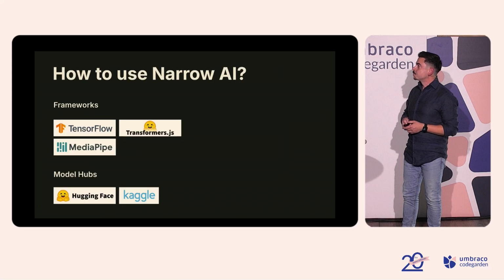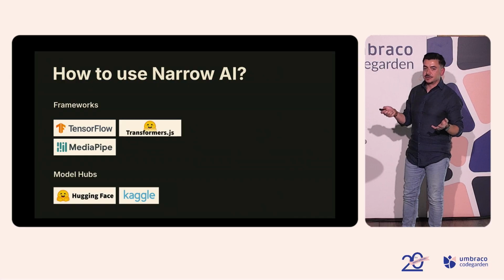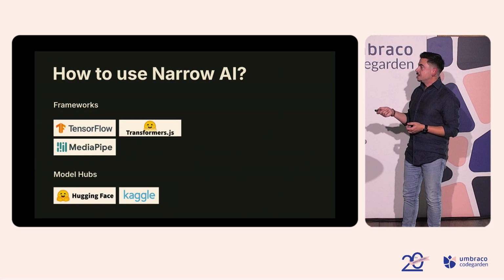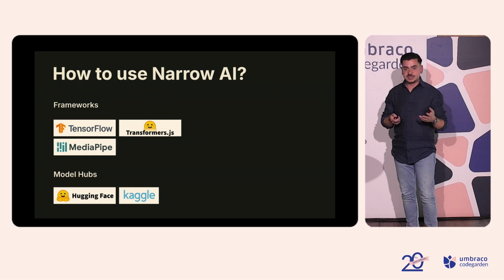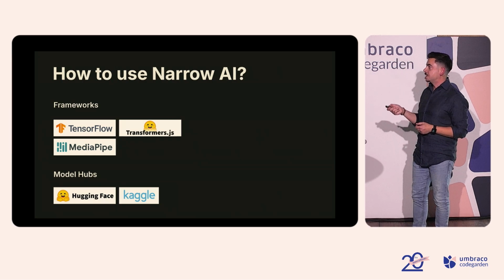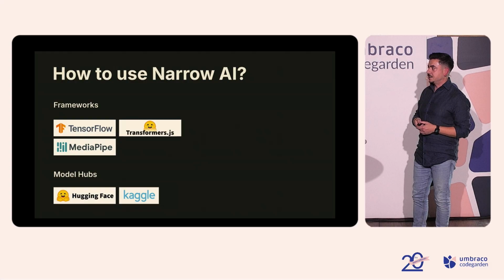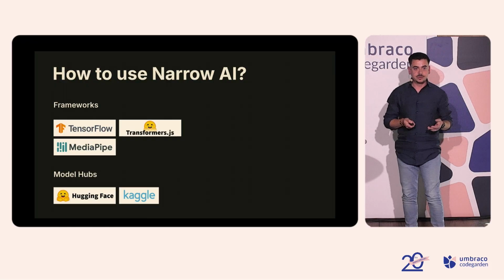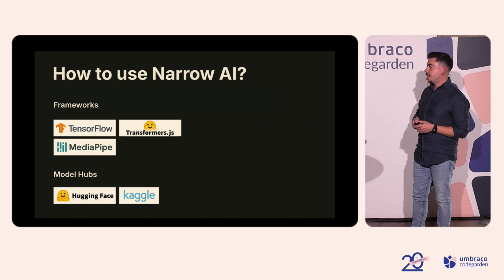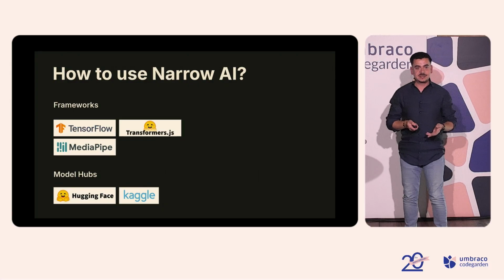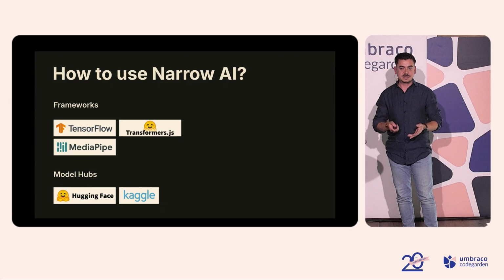And how do we use these narrow AI use cases? There are a couple of frameworks we can use. TensorFlow is a long-standing one for narrow AI use cases. Transformers.js is from Hugging Face. It's a new JS framework. And MediaPipe is from Google, which also allows using these AI models. And how to discover these AI models is through the model hubs.